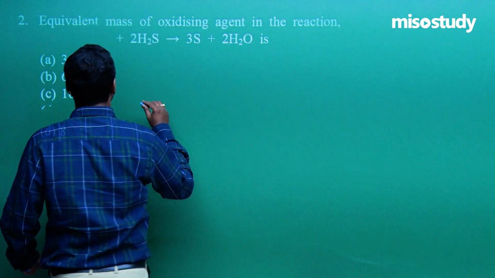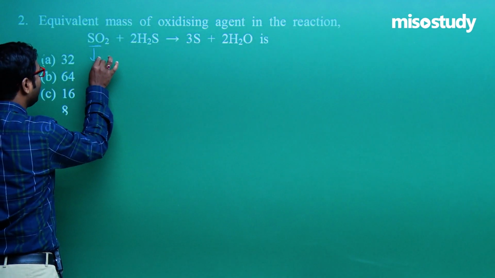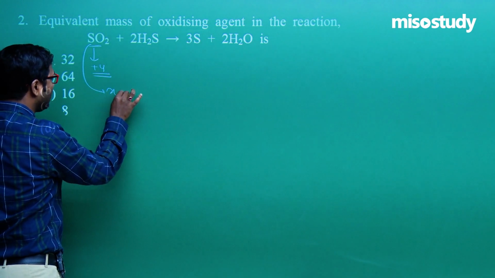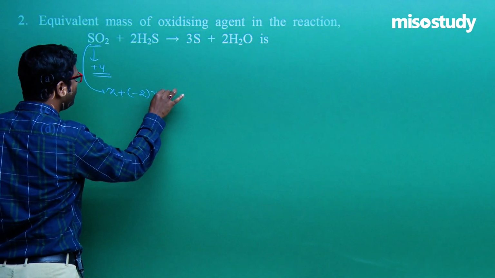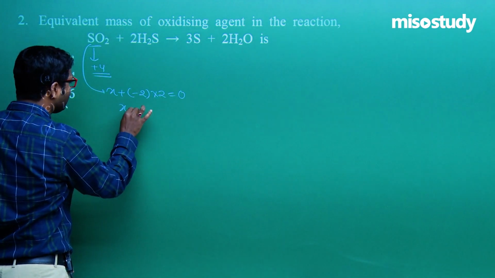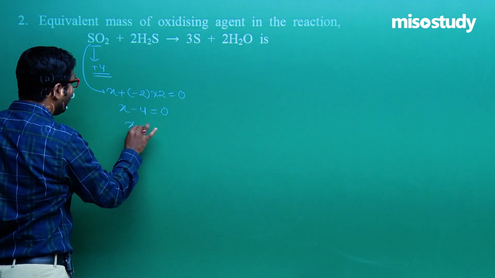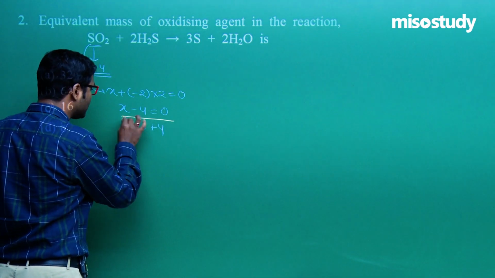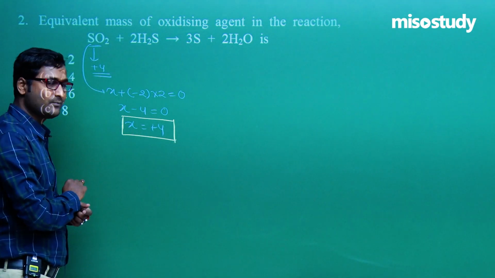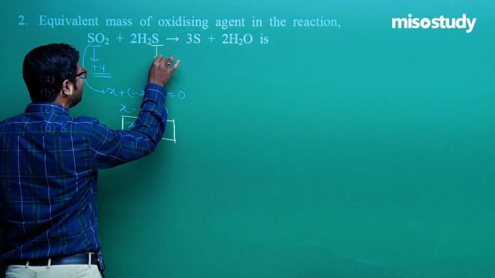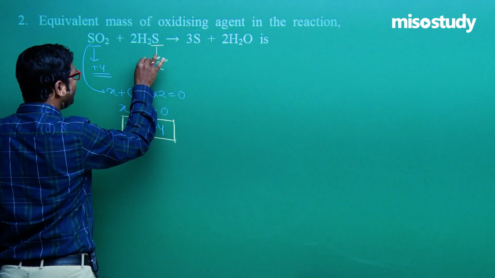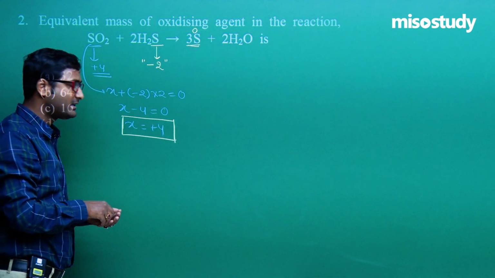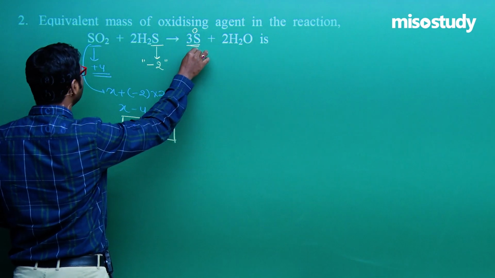If I talk about SO2, here sulfur is in +4 oxidation state. We know how to find it: X plus minus 2 into 2 is equal to 0. X minus 4 is equal to 0. X is equal to +4. Clear friends? Sulfur is in +4 oxidation state. Yes sir. Now here sulfur is in -2 oxidation state. Clear? Now here sulfur is in 0 oxidation state, elemental form. Now +4 to 0.